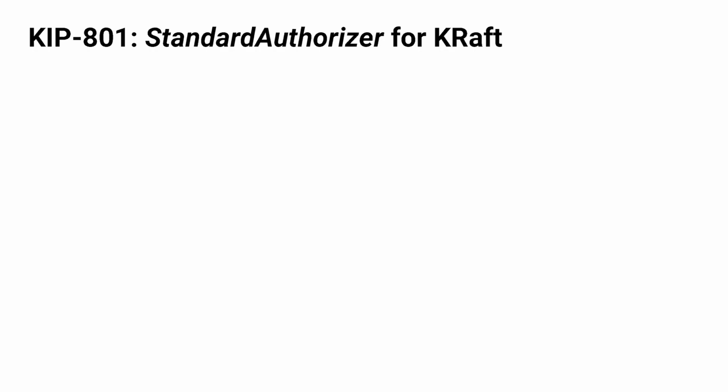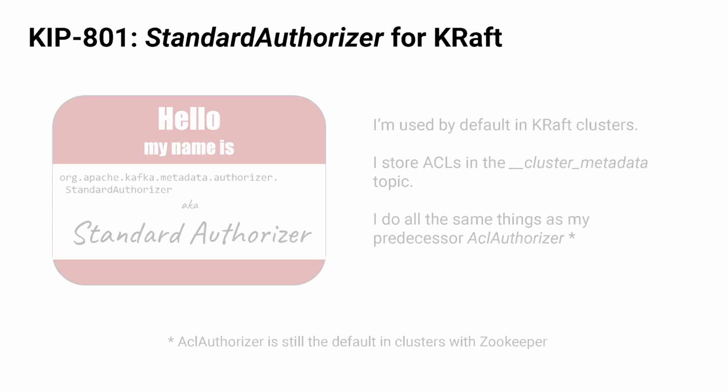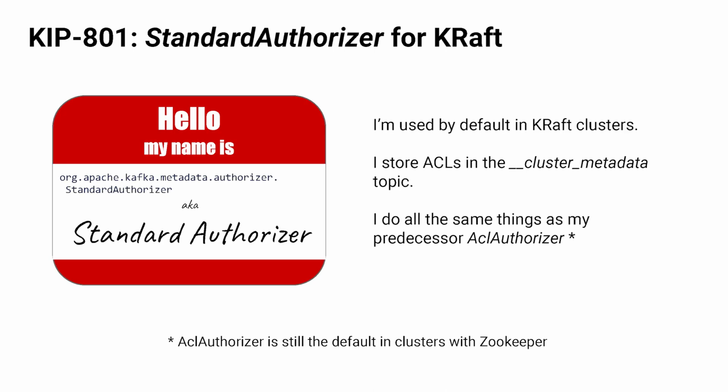For those of you excited about KRaft, KIP 801 introduces the first built-in authorizer that doesn't depend on ZooKeeper. In general, this new StandardAuthorizer does all of the same things that ACL Authorizer does for ZooKeeper-dependent clusters. StandardAuthorizer will be the default authorizer for KRaft-enabled clusters, but you're still free to specify another authorizer if you prefer.